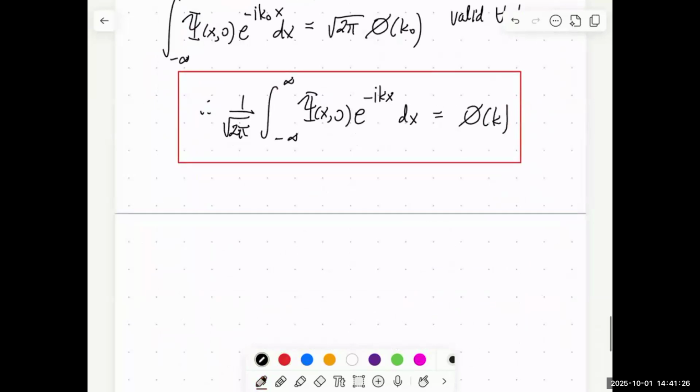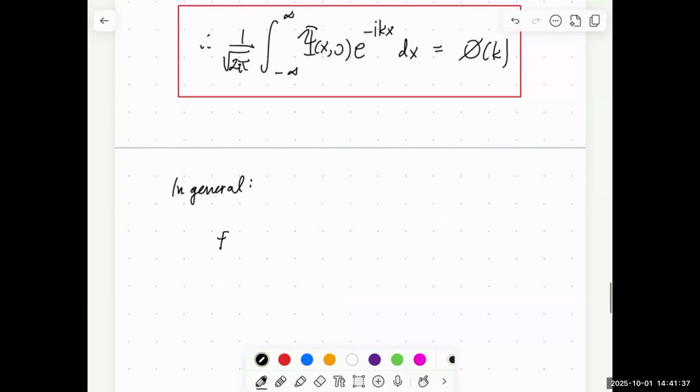These tools are not specific to quantum mechanics. It's a general principle, and they're called Fourier transforms. So in general, if we had some function of x, it could be expressed as this integral of a function of k.